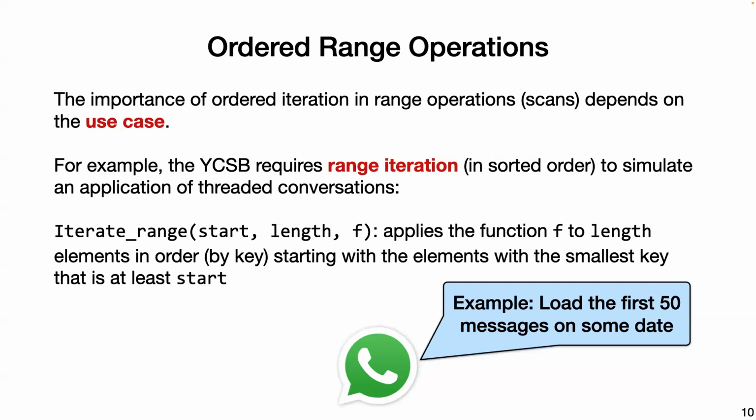And like I said, there are two kinds of range operations, and it depends on the use case which one you might care about. In YCSB, they give you this API to do range iteration in sorted order. They give this example of simulating threaded conversations, for example, loading some messages on this date, or from this user. So they give you this API, iterate range, which takes in a start key, a length, and some function that you want to apply to all of them. The function could just be print or return. And length is the number of elements that you're going to return after the smallest key.